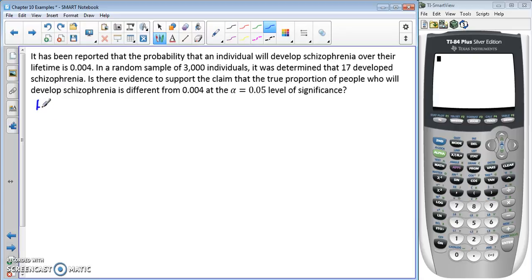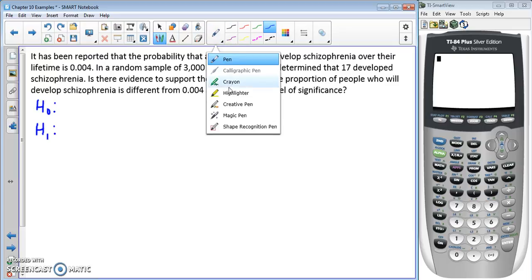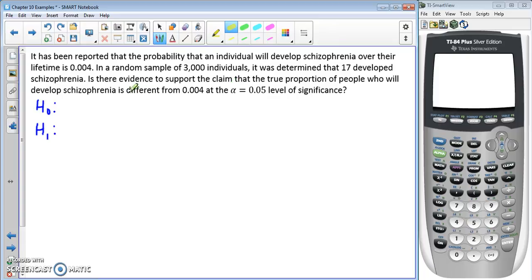So our null hypothesis here, again, is H sub 0 colon. Alternative starts with H sub 1 colon. And we're testing a proportion, so 10.2 is all about testing proportions. Let's highlight some important information. We want to know, is it different from 0.004, the alpha equals 0.05, and 17 out of 3,000. So there's our important information.